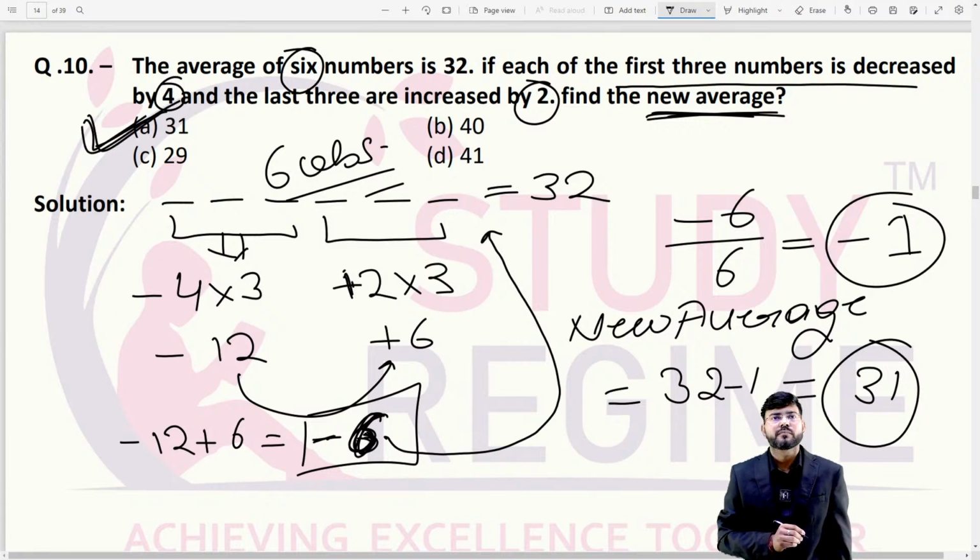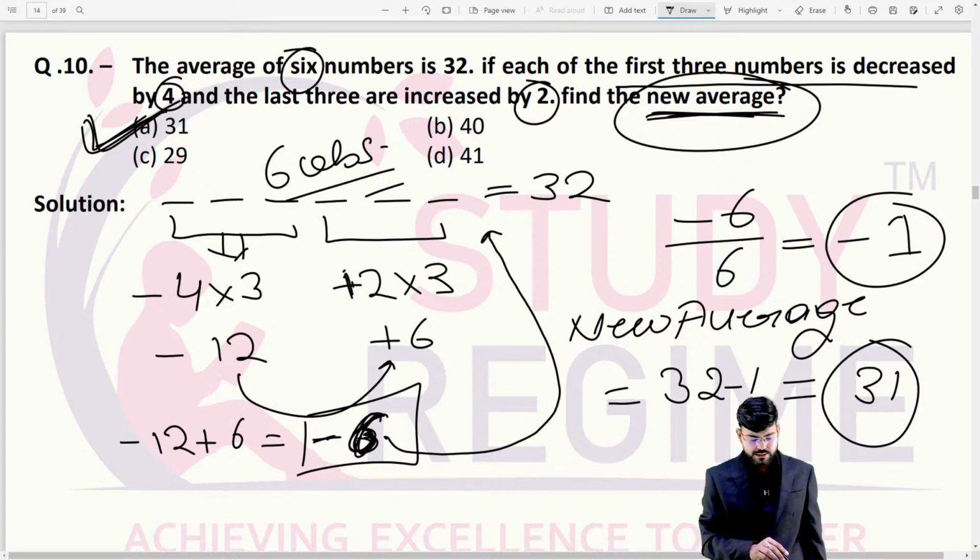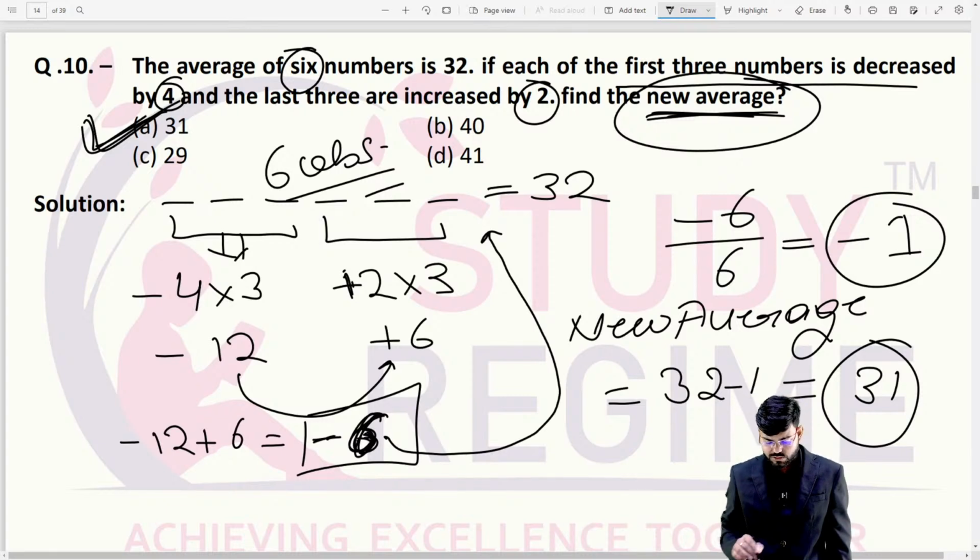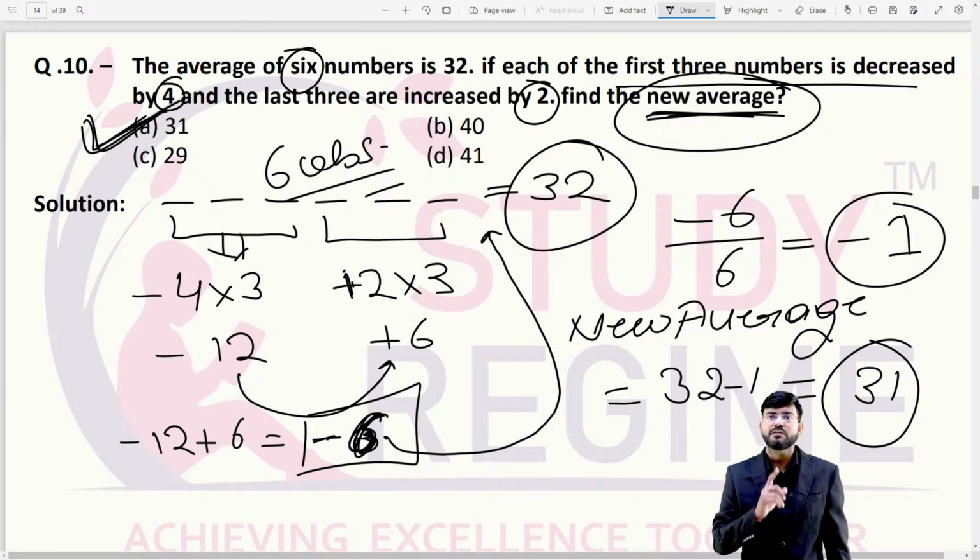Clear? Very easy. It is given in the question that the average of the 6 numbers is 32. The first 3 numbers are decreased by 4 and the last 3 numbers are increased by 2. So you have to find the new average. We have done nothing. We have written the 6 observations. The average of these 6 observations is 32, and since the value is decreased for the first 3 values, I have written minus 4 into 3, and for the next it is increased by 2, I have multiplied with 3.